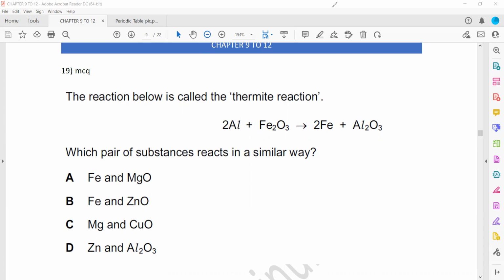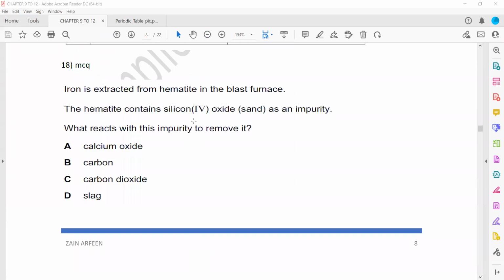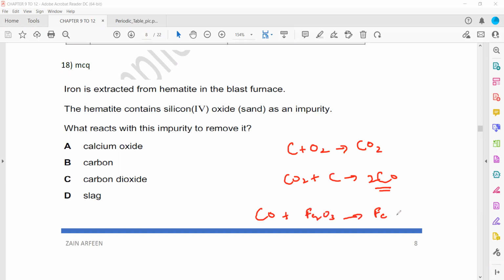Okay, question 18. This is related to the whole process of extraction of iron. If you remember the extraction of iron, first the carbon reacts with oxygen to give carbon dioxide. Then the carbon dioxide reacts with more carbon to form carbon monoxide. Then this carbon monoxide is a reducing agent. It will react with the ore of iron, the hematite. It produces iron metal and carbon dioxide.